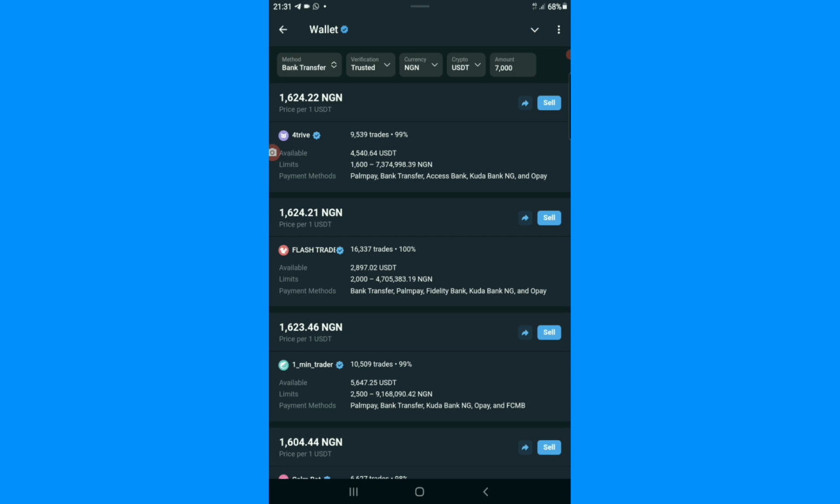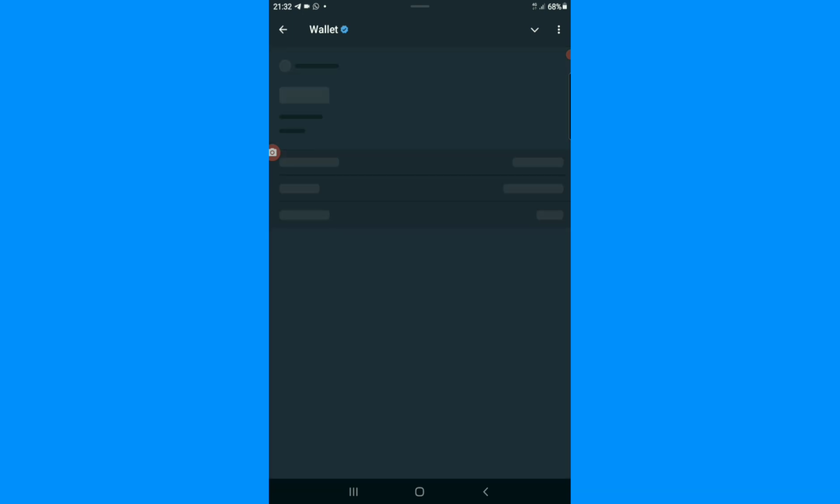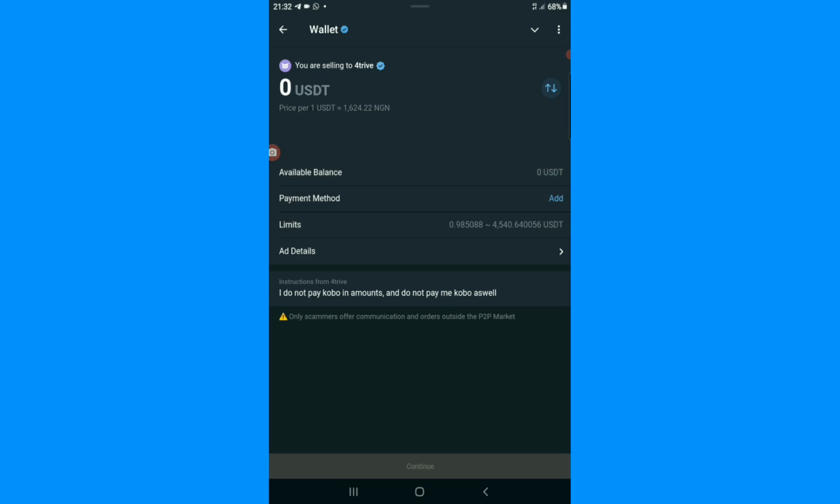So the next thing you have to tap on is sell. Let me say I tap sell. Then now you can enter the amount of USDT that you want to sell. Remember I told you that I want to sell 7,000 USDT, though I don't have any amount on my Telegram for now. I'm just making an instance. So you just have to enter. Okay, this is showing me that I have 0 USDT.